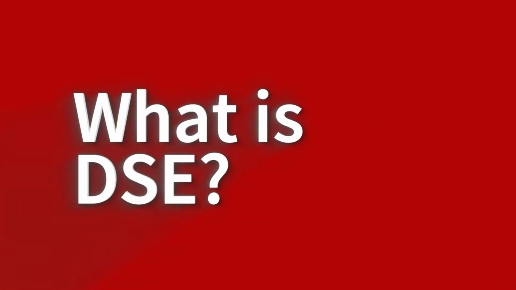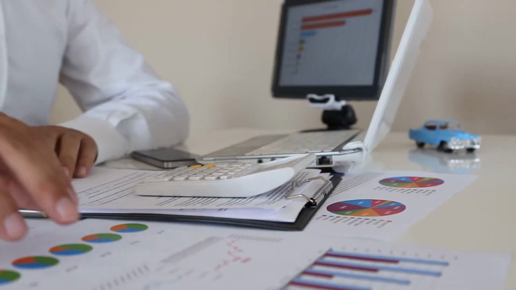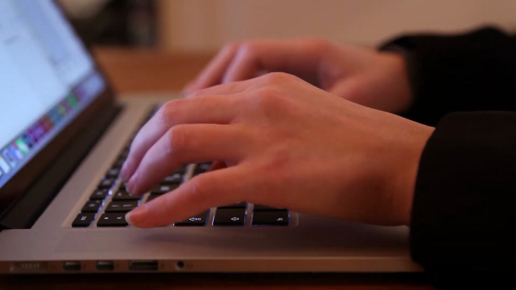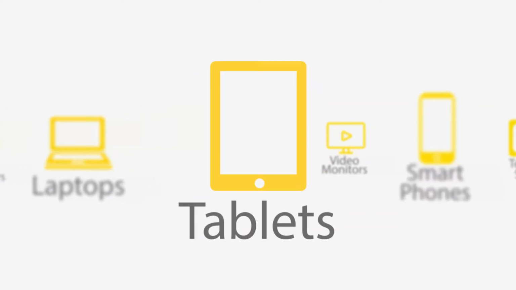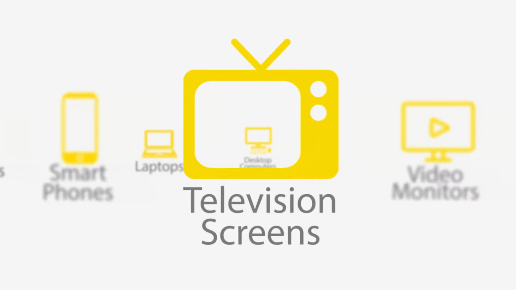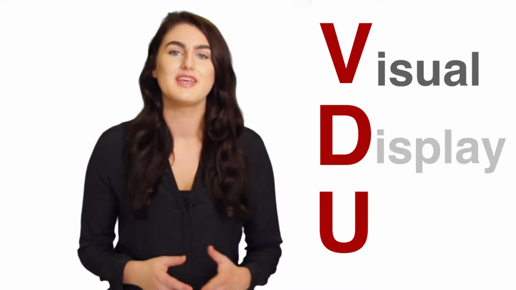So, let's go. Just what is DSE, or display screen equipment? It's any device or equipment that has an alphanumeric or graphic display screen. It includes equipment such as desktop computers, laptops, tablets, smartphones, television screens, video monitors. Sometimes you may see DSE referred to as VDU, meaning Visual Display Units. Although this is a previously used description and DSE is now accepted as the standard term.